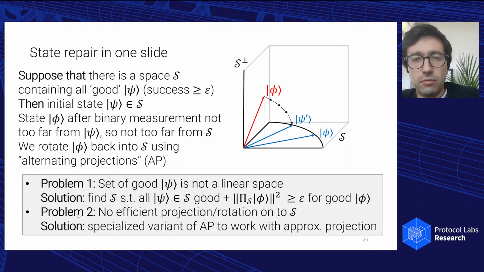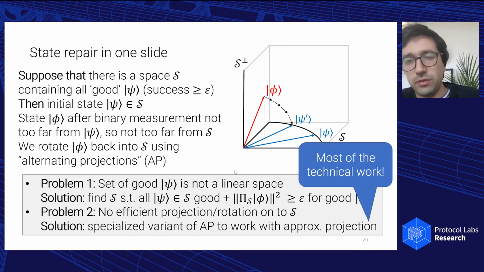And so what you need to do is basically do a bunch of analysis and show that if you modify this alternating projections algorithm a little bit, then you can also handle projections that are only approximately projective. What you really want is a projective measurement into the space. You don't have it. You have something that is somewhat like it, and you want to use it in place of a projective measurement in this alternating projections procedure. This is most of the technical work of the paper.